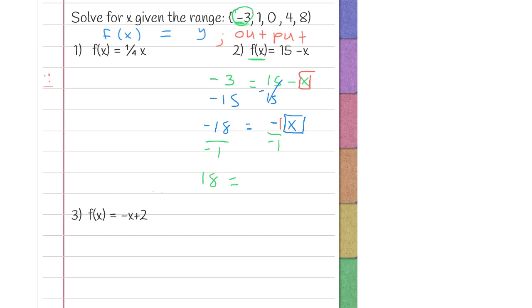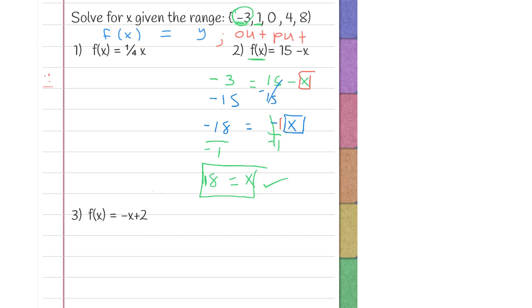And negative 1 divided by negative 1, well, that reduced to 1. And I'm left with my x. So x is equal to 18. All right, and I'm done there. Now let's do the same thing for 1.